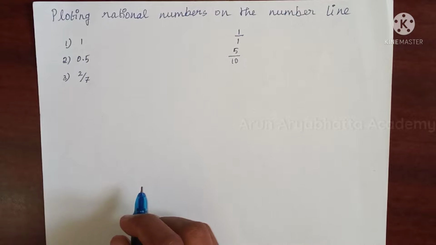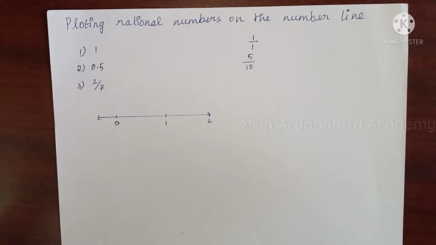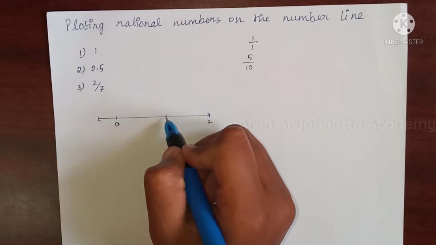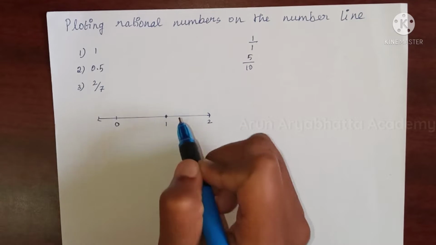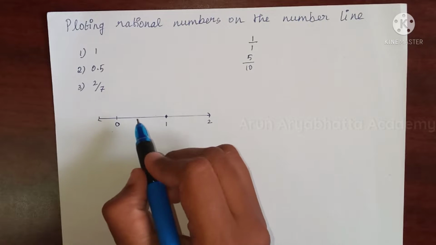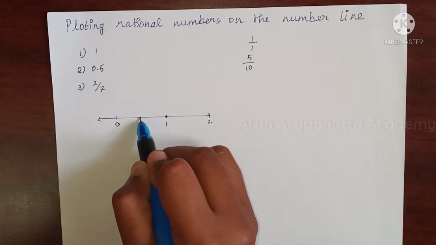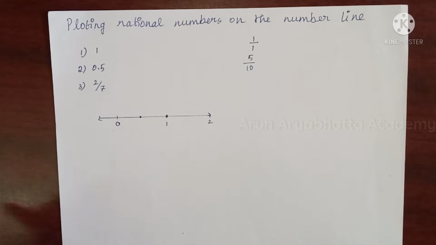So we will start plotting the numbers on the number line. So 1 is this point, and 0.5 will be in the middle of 0 and 1, so it will be here. Next, 2 by 7.